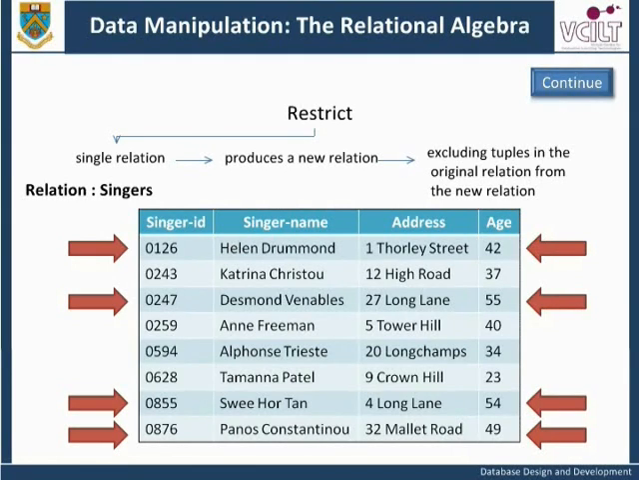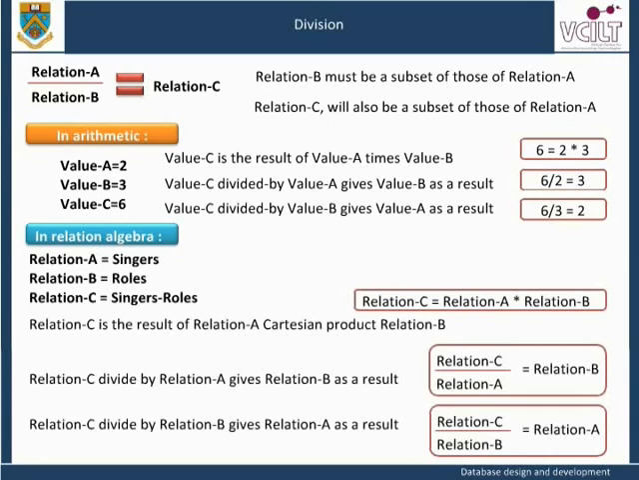Using the relational algebra, extract from the relation singers those individuals who are over 40 years of age and create a new relation called mature singers.